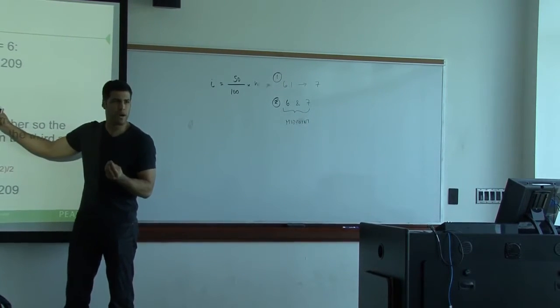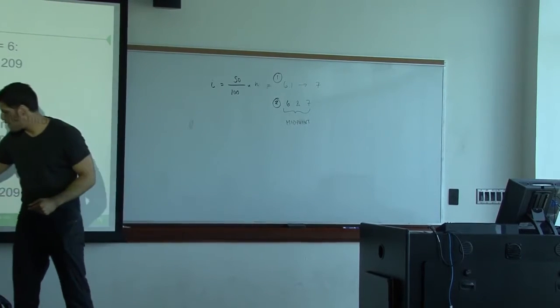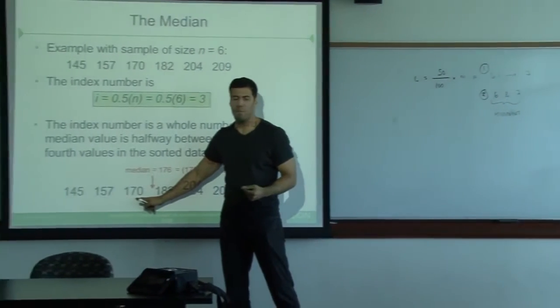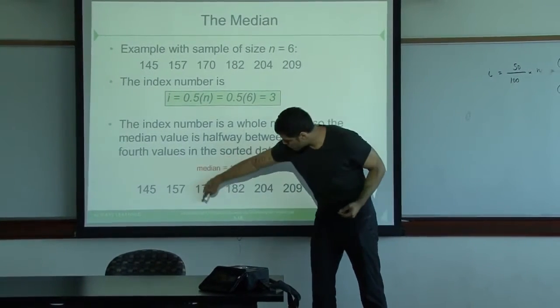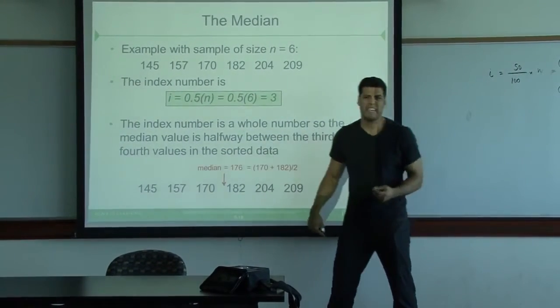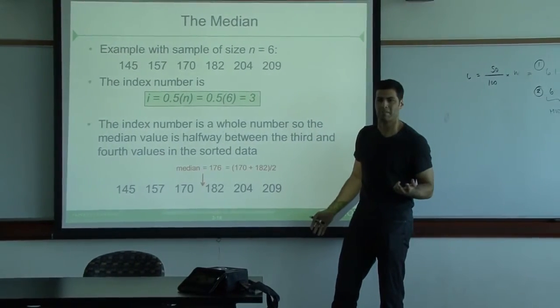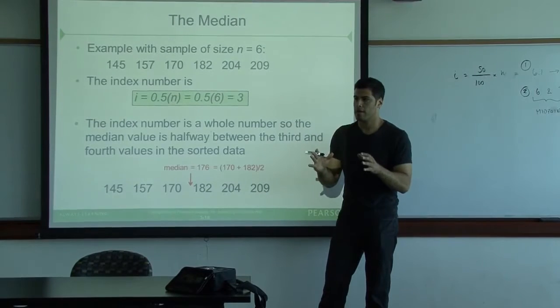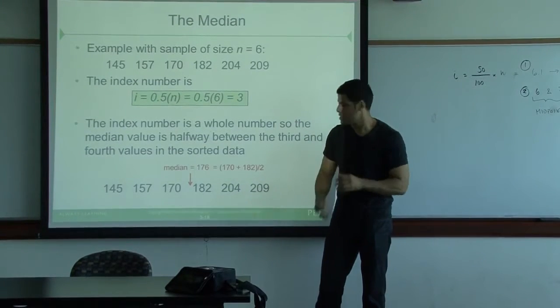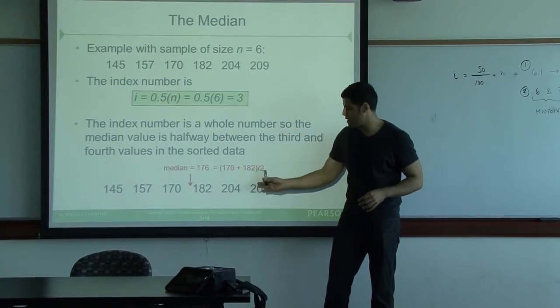We go to the data set and we find the 3rd number. Then we go to the data set and we find what else? The 4th number. So we extract these 2 here. Basically, we're looking for the 2 middle numbers, right? 170 and 182. What do we do with them? Midpoint, the average of the 2. So it's going to be 170 plus 182 divided by 2, 176. That's your median.